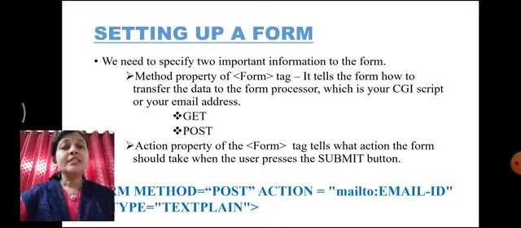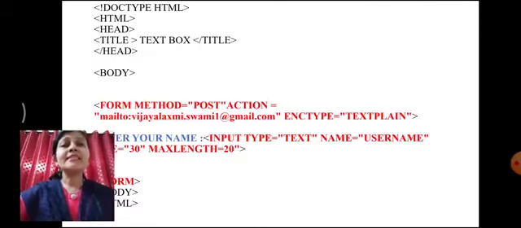Is it clear? Yes. The tag used is form method equals post in double quotes, action equals mailto email ID of viewers, and you have to write enctype, that is text/plain. So when you use this tag, the user details will be sent to your mail ID. So these are the tags we use when we write the document.